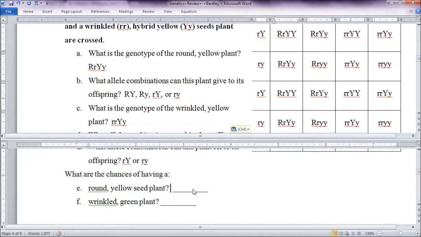Alright, so what are the chances of having a round (capital R), yellow (capital Y) seed plant? So round, yellow, not round and yellow, that is wrinkled and yellow. Round and yellow, it's got one of each dominant trait. That is round and white. That is round and green. That is wrinkled and yellow, wrinkled and green, round and yellow, round and yellow, wrinkled and yellow, wrinkled and yellow, round and yellow.